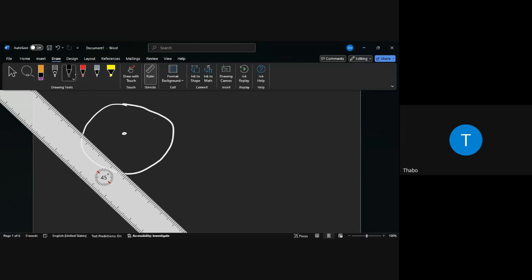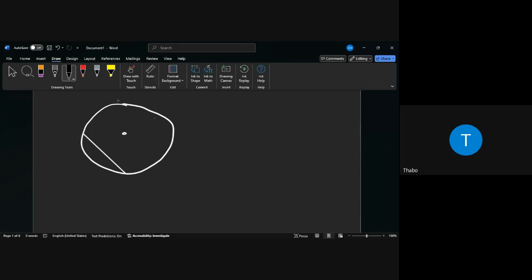Let me just draw a line. I'm going to say this is line A, this is line B, and I draw a line from the center to the line. Leonard, what's the name of the line AB? If you remember from our last session, what's the name of the line AB? A chord. So you remember from our last session, AB is a chord. So now if I draw a line from the center to AB, that line is perpendicular to AB.